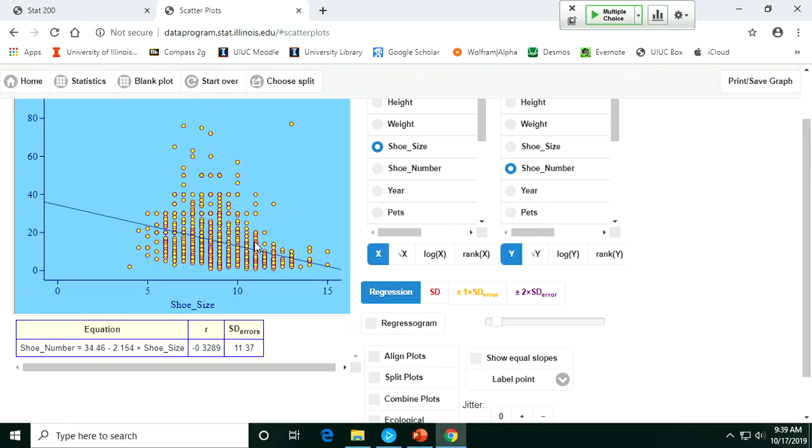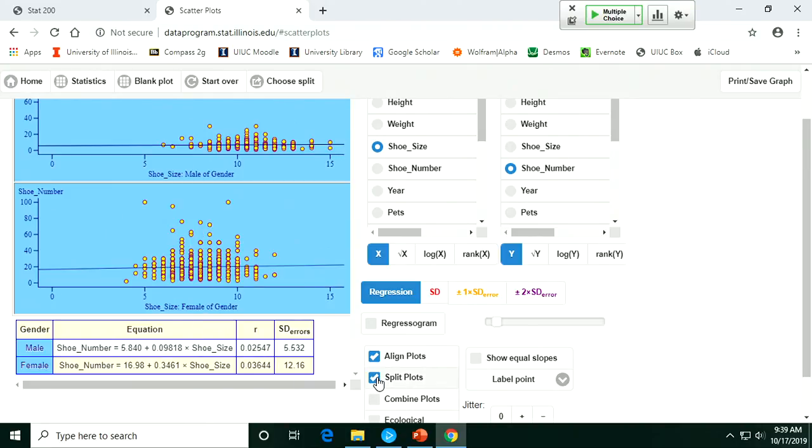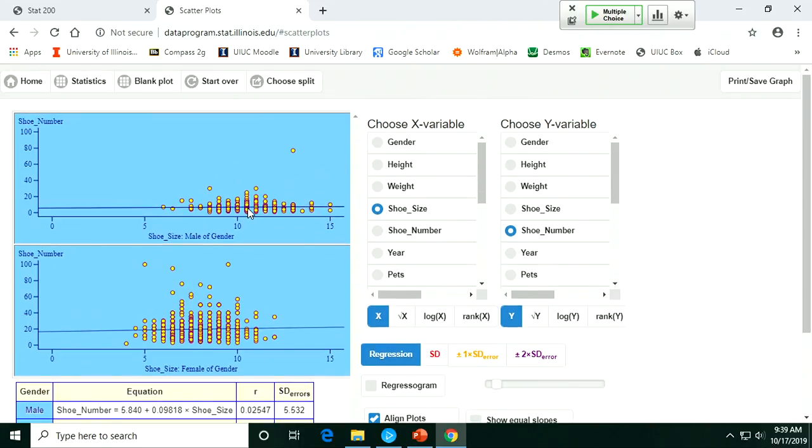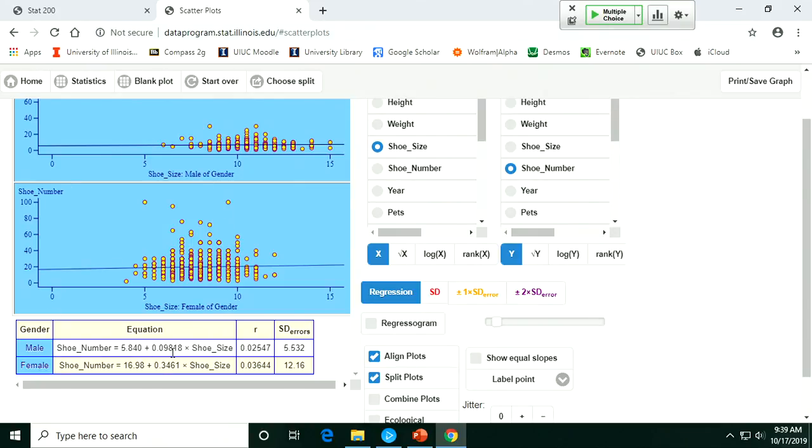So what if we split on gender and stratify? Let's do that. We'll split the plots. Now we've got two plots, and look what happens. You see how that relationship disappears. In fact, the slope, if anything, is slightly positive, but very, very small. Remember, we saw a slope before of like 2.5 pairs of shoes, and here we see about 0.1 or 0.3 pairs of shoes. So it's a very minimal slope, and it's not negative.